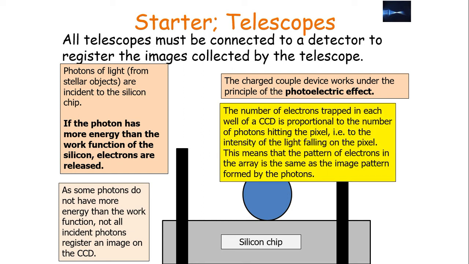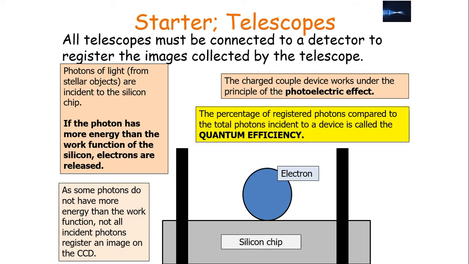So the number of electrons trapped in each well of the CCD is proportional to the number of photons hitting the plate, i.e. to the intensity of the light falling on the pixel. So this means the pattern of electrons in the array is the same as the image pattern formed by the photons, but not every single photon will release an electron. So the percentage of registered photons compared to the total photons incident to a device is called the quantum efficiency.